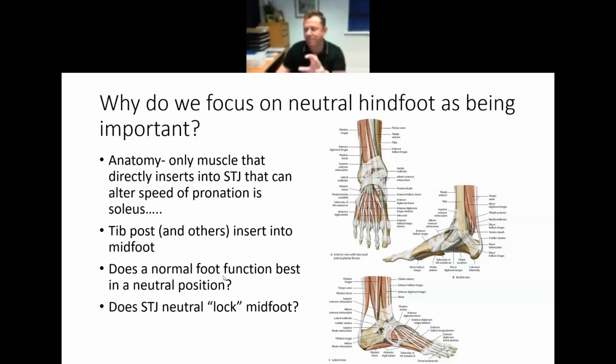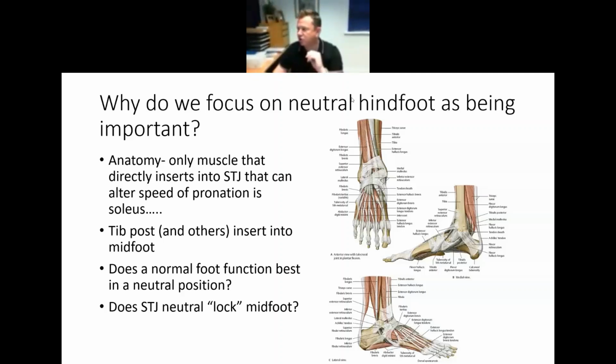Is normal foot function best in a neutral position? We have this neutral position. Do feet actually stay in that position, or is it just a nice idea to help us understand how the world works? And then there is this belief that the subtalar joint's position has the ability to lock the middle of the foot and to stop it from moving.